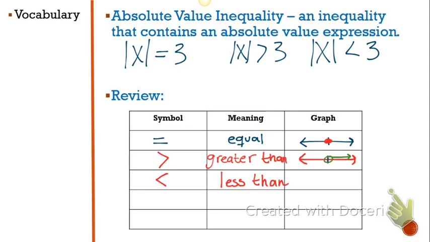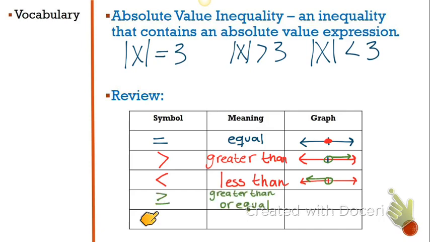The next one is less than. Alright, so the same way as the one before, we do not have an equal sign. So this one also means not included. So we're going to begin with an open circle. Since it's less than, our arrow is going to point to the left.